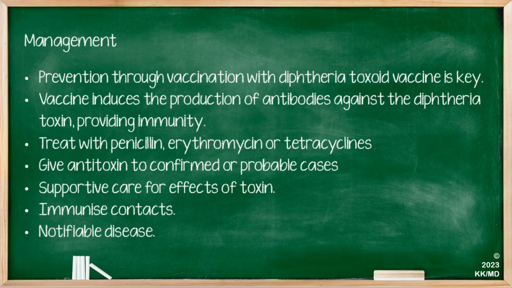Prevention of diphtheria is key through vaccination with the diphtheria toxoid vaccine. The vaccine induces the production of antibodies against the diphtheria toxin, providing immunity. In terms of treatment, it's important to treat with penicillin, erythromycin or tetracyclines, and give antitoxin where cases of diphtheria are confirmed or probable. Supportive care is required for the effects of the toxin, and it's also important to immunise contacts. It's important to bear in mind as well that diphtheria is a notifiable disease in the UK.